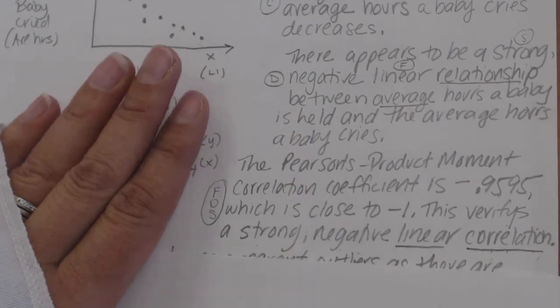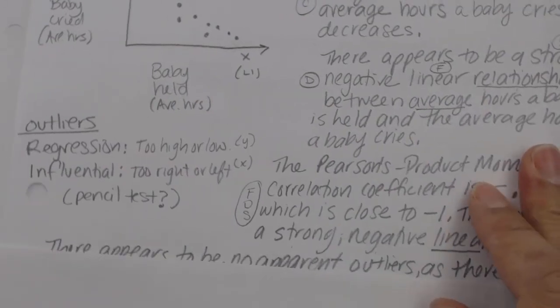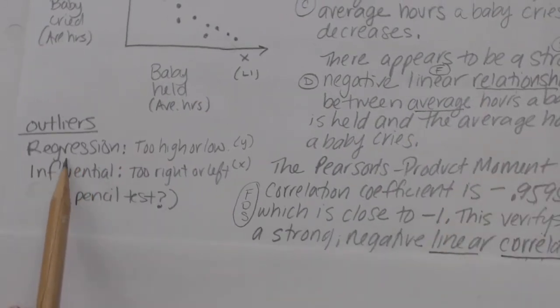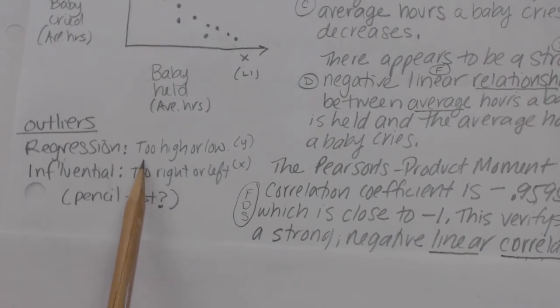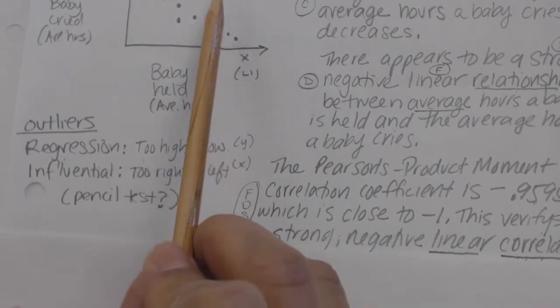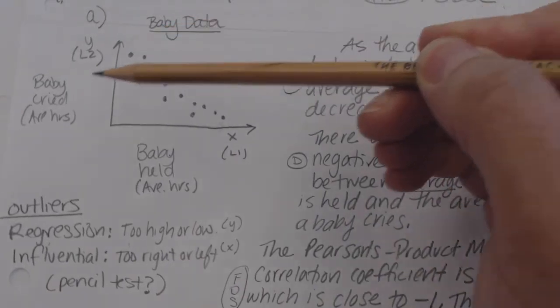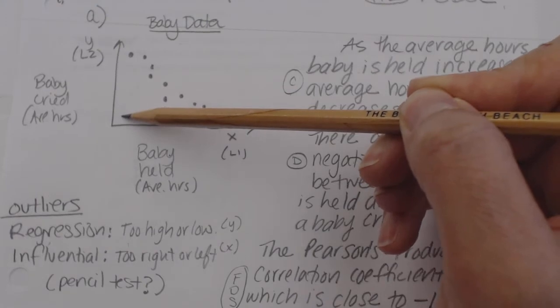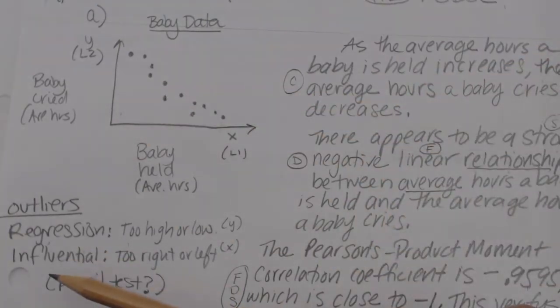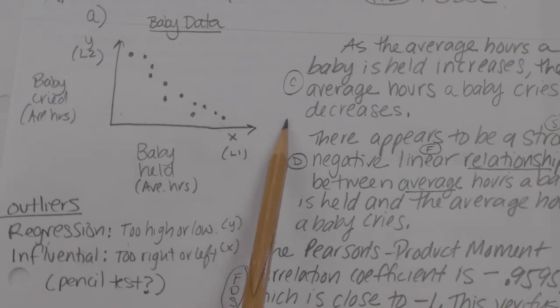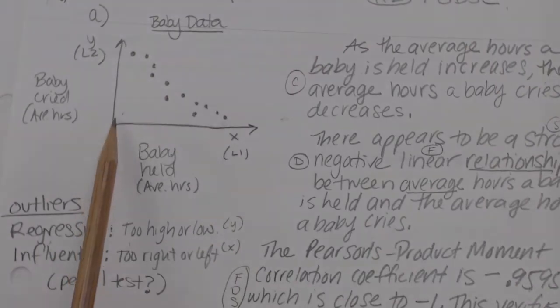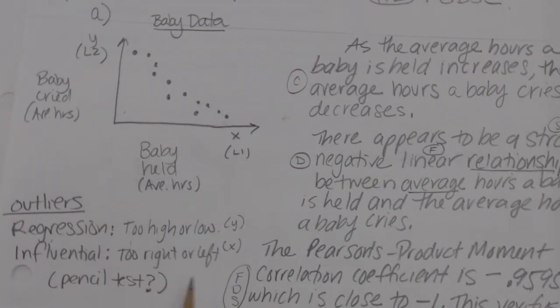I don't have outliers. In class, I went over 2 different types of outliers. Regression outliers, which are points that are too high or too low. So points maybe, if we go back to our scatter diagram, they're way up here, or maybe even way down here in the corner. And there's also influential outliers, which are way too much to the right. So one might be over here, or way too much to the left, which could be over here. So separated in the y direction are your regression, separated in the x direction are your influential.